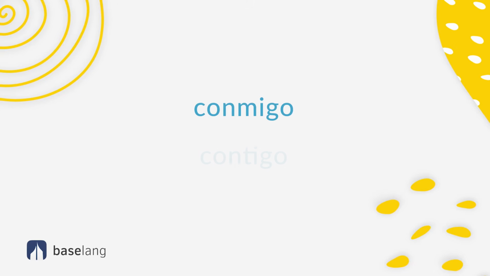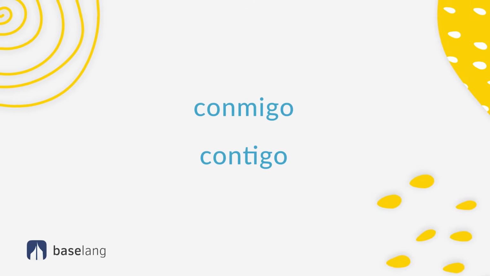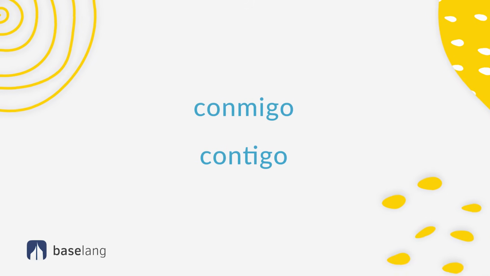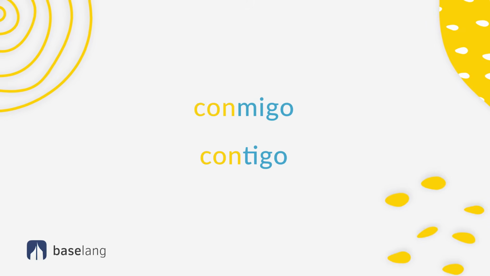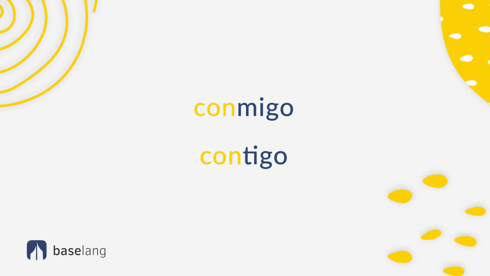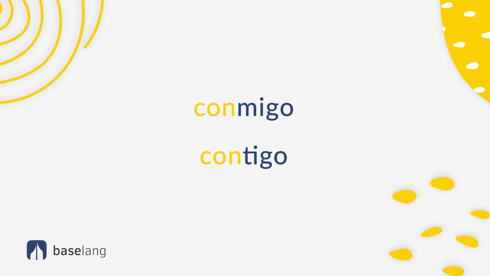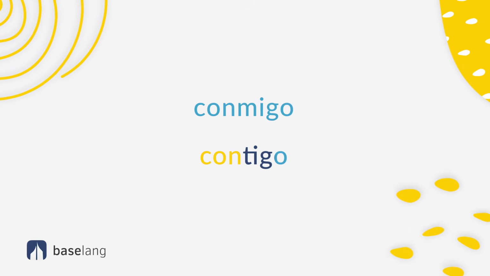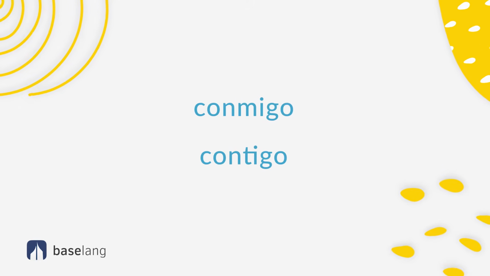Is there anything else to know about the prepositional pronouns in Spanish? Well, have you ever heard the words conmigo and contigo? These 2 are special cases where we basically combine the preposition with the pronoun into peppy new words, conmigo and contigo. When do we use them? Whenever we use the preposition con, meaning with, followed by mí or ti.